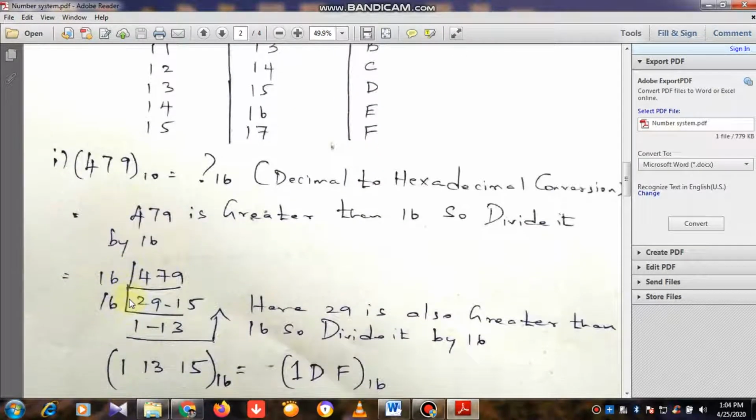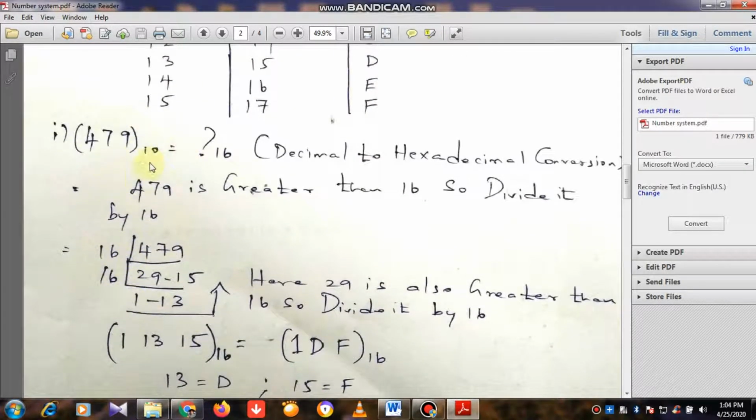So I have to convert 479. It's in decimal representation, based on base 10, and you have to convert it into hexadecimal. 479 is greater than 16, so I have to divide it by 16. 29, the remainder is 15, and 1, 13. 1, 13, 15 is the answer for the given decimal number 479.